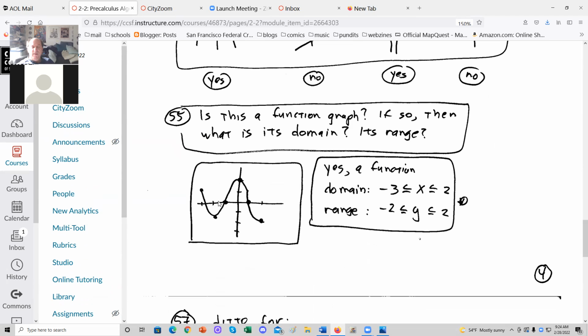Here we have a graph. Is it a function graph? Yes. Every vertical line meets it once. What's its domain? Well, the x values are between -3 and 2. That's the domain. The range is from -2 to 2. That's the range.